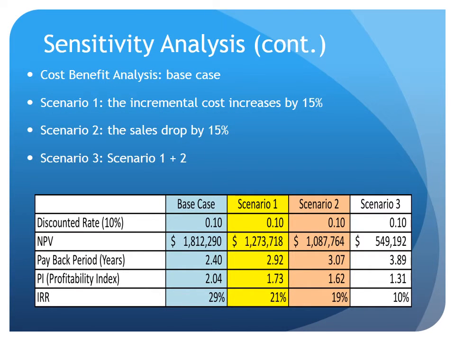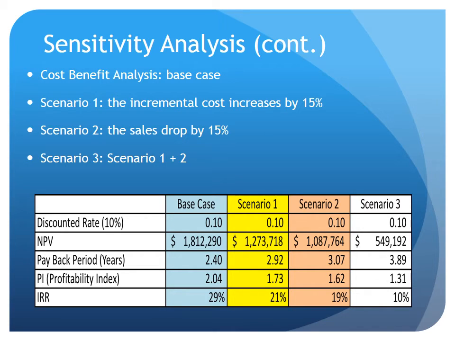Besides the best case, there are three scenarios to be considered. The first scenario is when the incremental cost increases by 15%. The second scenario is when the sales revenue drops by 15%. And the third one is the combination of both scenarios happening. In the first scenario, the IRR remains high at 21%, with the payback period of about 3 years, and the NPV is likely to drop compared with the base case.